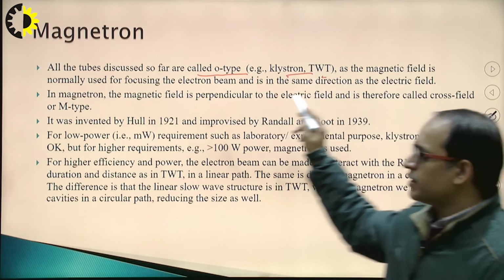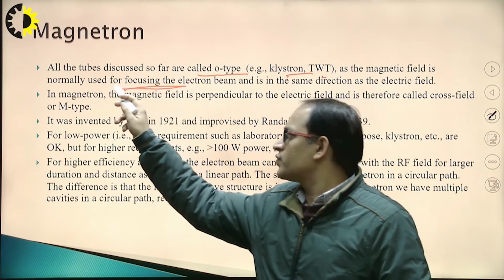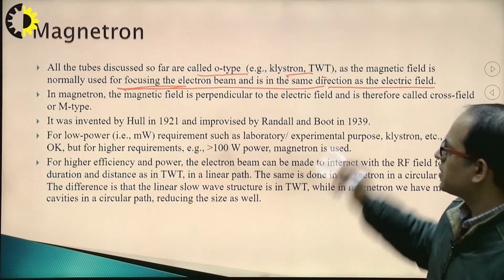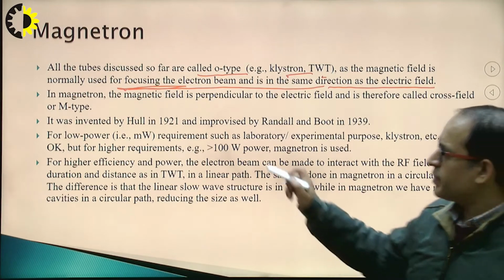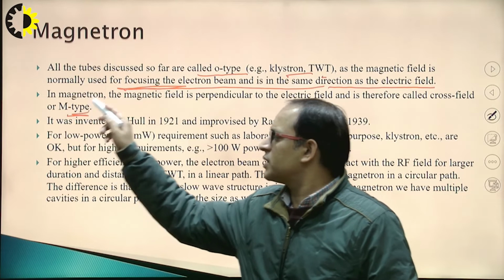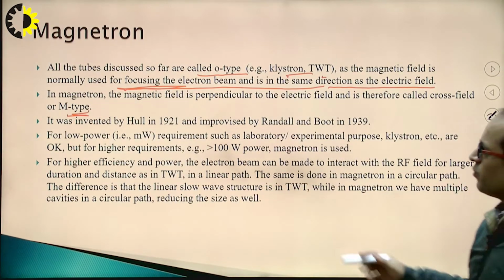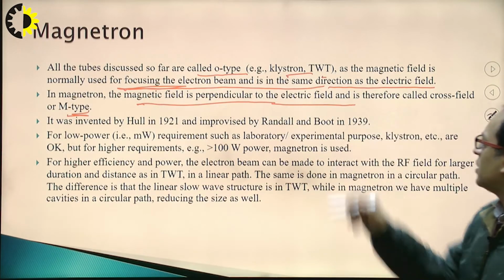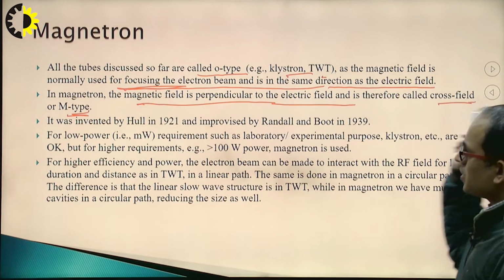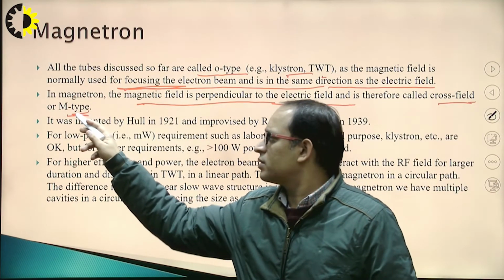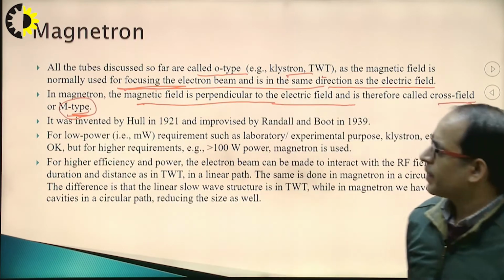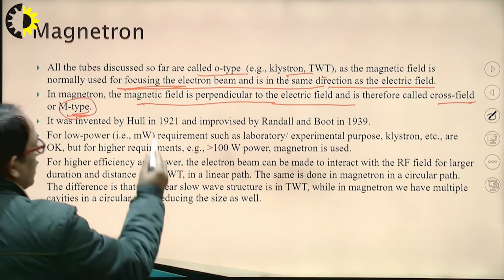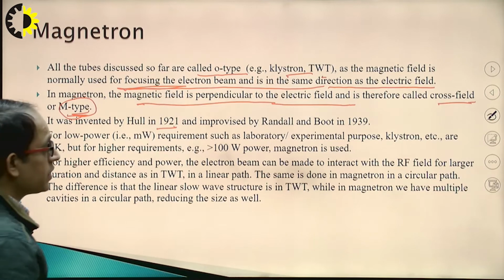In O type tubes, the magnetic field is usually used for focusing the electron beam and is in the same direction as the electric field. But this magnetron is of M type, because here the electric field and magnetic field are perpendicular to each other. Therefore it is known as a cross field or M type tube.